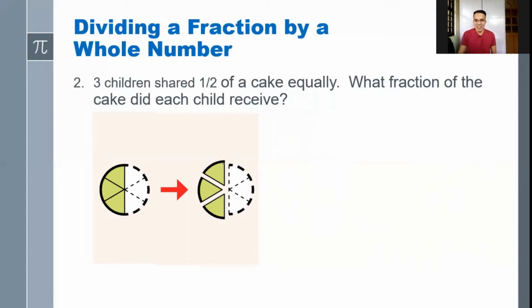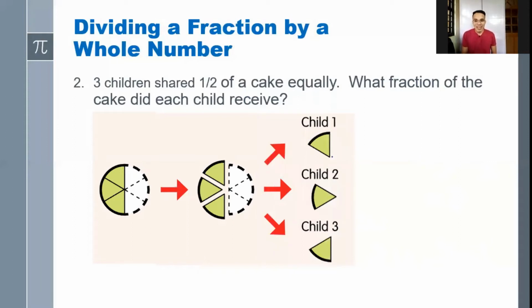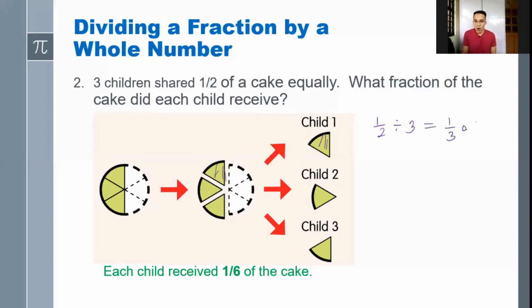Okay? Therefore, each child received what portion of the whole cake? This portion is 1/6 of the whole cake. Therefore, each child receives 1/6 of the cake. Again, we have here 1/2 divided by 3, and this is the same as 1/3 of 1/2.